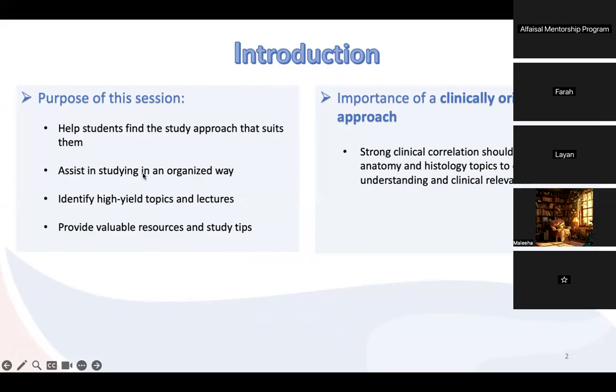Of course, everyone has a different study approach that suits them, and especially in first year, you will try multiple approaches until you reach your preferred approach. But here I'm going to tell you some tips, and I will give you some resources that you can use. Also, I will help you identify the high yield topics and lectures discussed with Dr. Faisal, and I will help you, inshallah, to be able to study this block in an organized way.